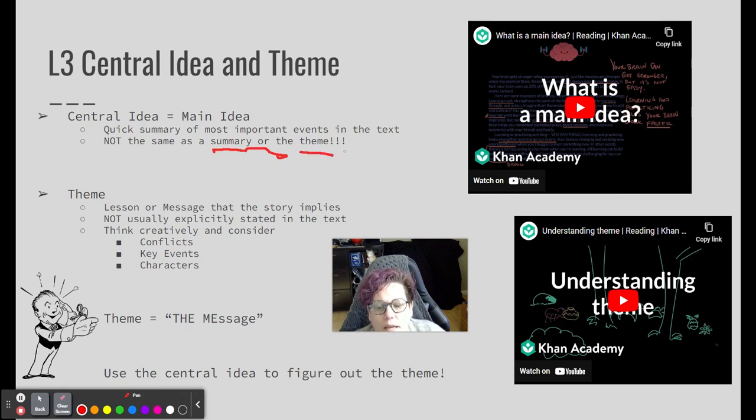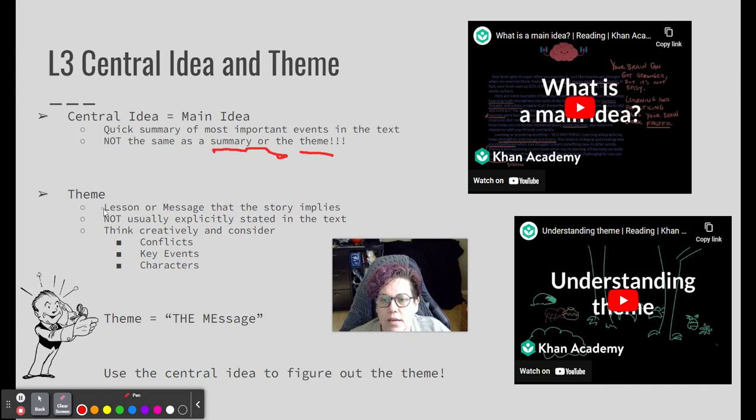Okay, so your summary is all the main events that are happening in the story, right? So you're telling the whole story. But the central idea is just that main overall idea of what the story is about, okay?